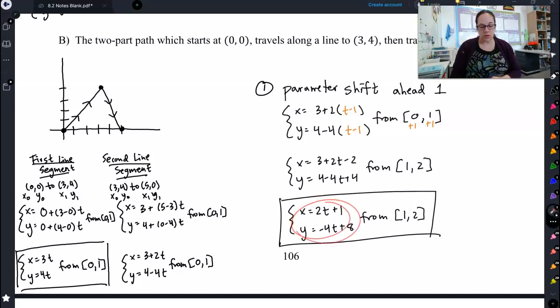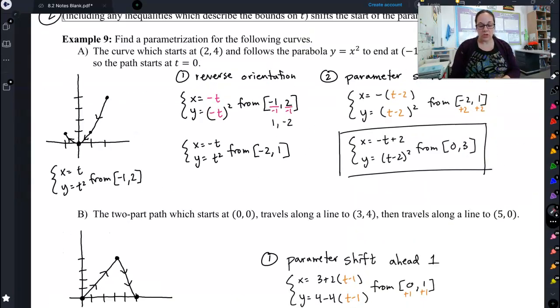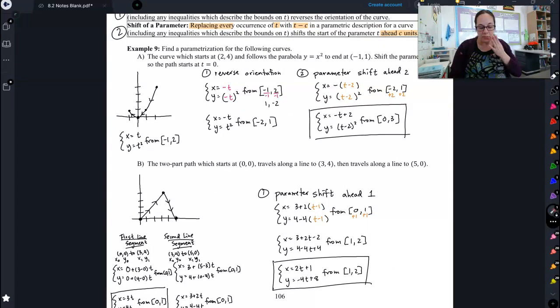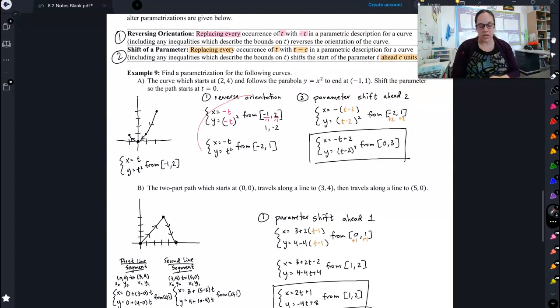Now, this is going to give me this same line segment, but notice it's going to happen after the first part. So it'll happen this part, then this part, because of how our t's are defined. So that gives you a couple examples of our two adjustments, reversing the orientation, shifting the parameter.